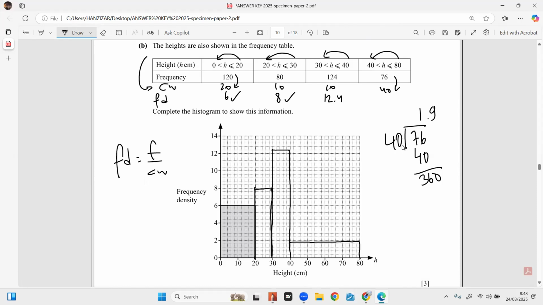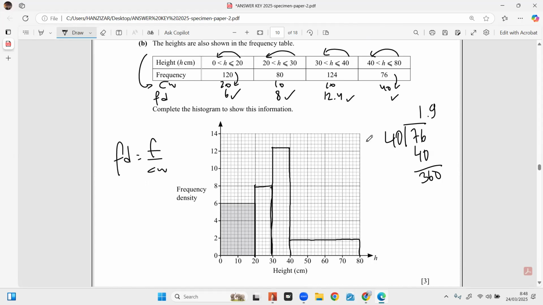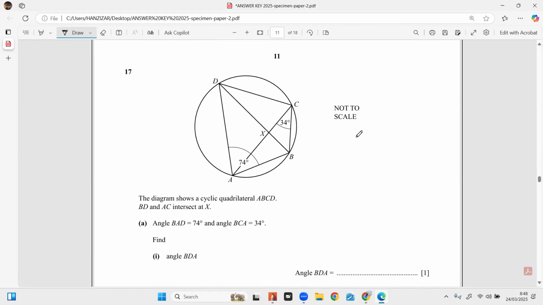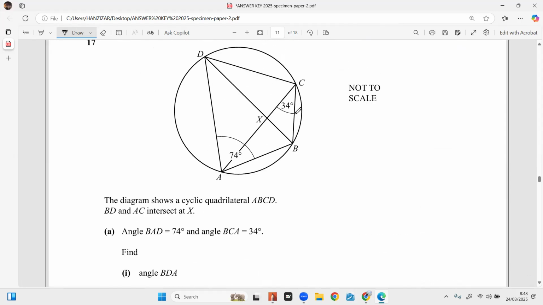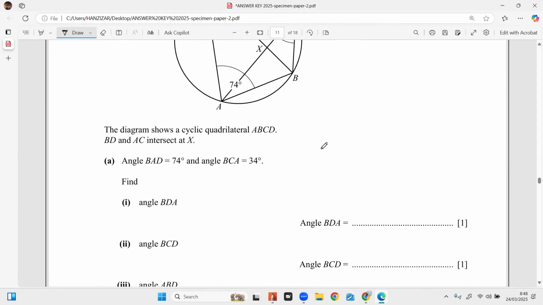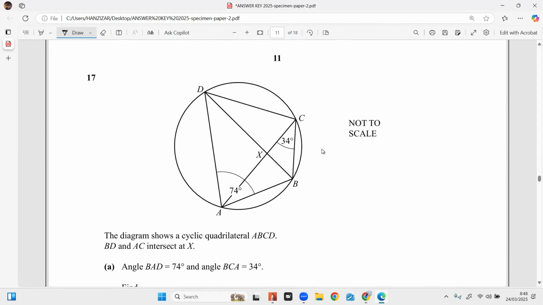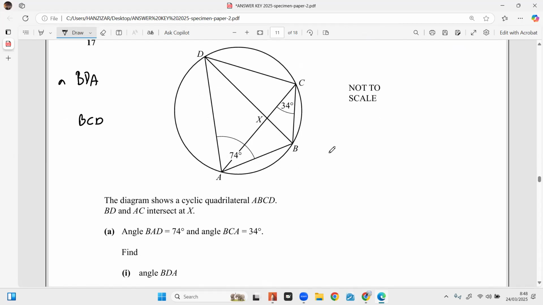Okay, finish. Now, there you go. More complicated. Wait, BDA, BCD, wait. BDA, BCD. Wait, yeah, wait a moment.